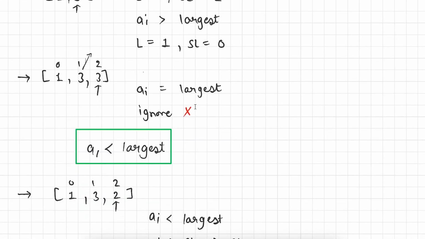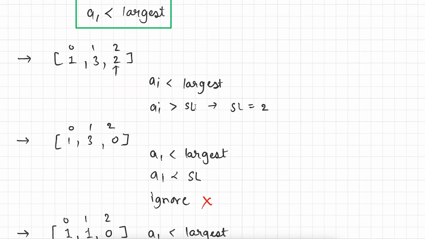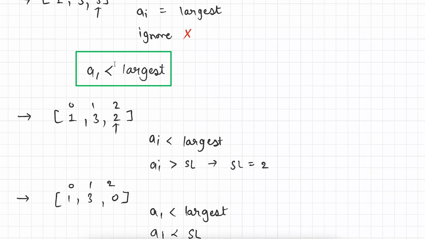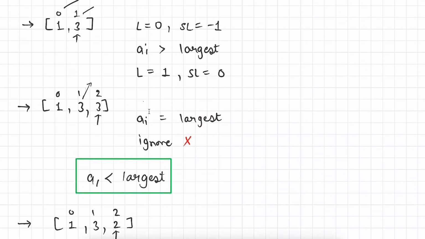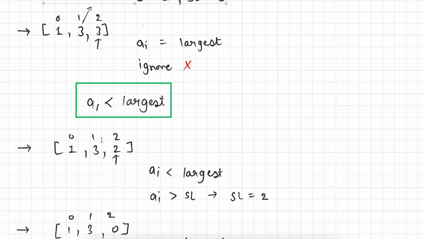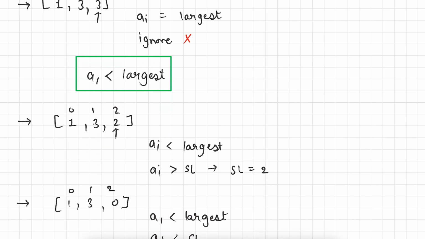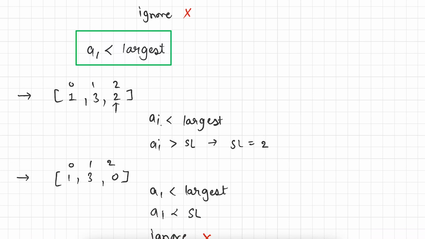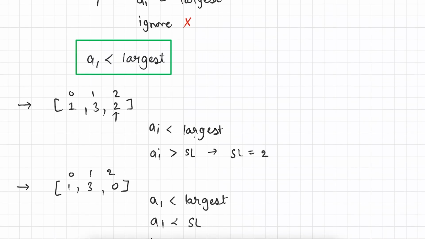Now the next possible case is, first of all we have to be sure that now we have two numbers with us: the largest and the second largest, because when we hit this condition we got our first largest and second largest. That is why we have come to this point. So let's say we have elements 1 and 3 and we get a new element that is 2. Now this 2 is smaller than the largest element, but this 2 is greater than the second largest. So in this case what happens?